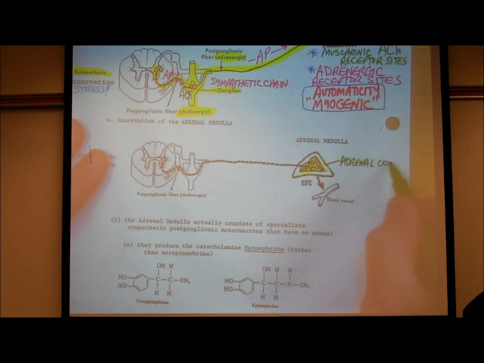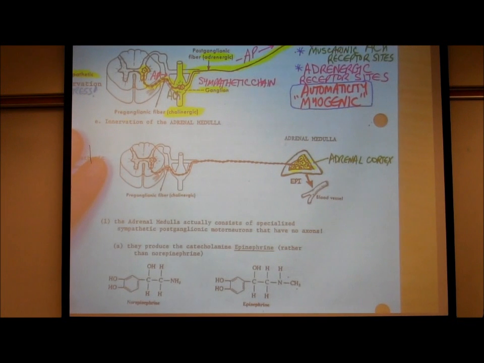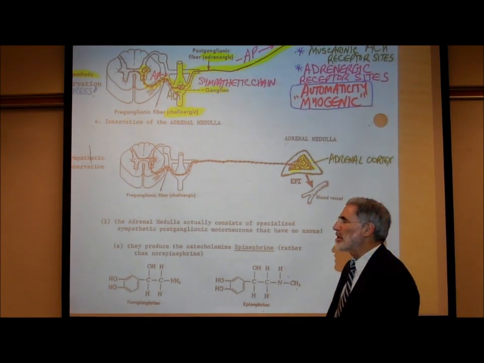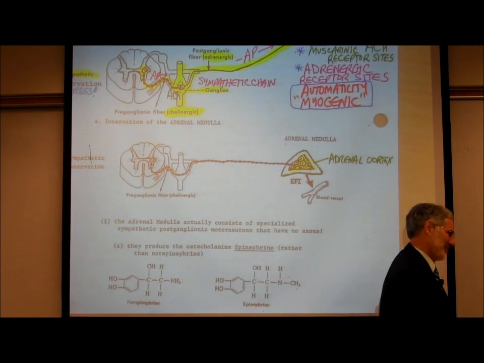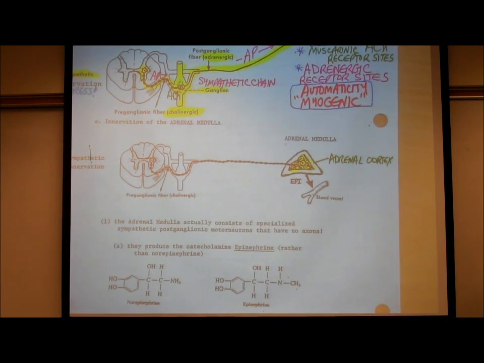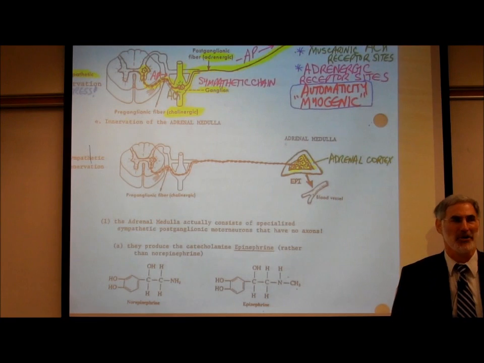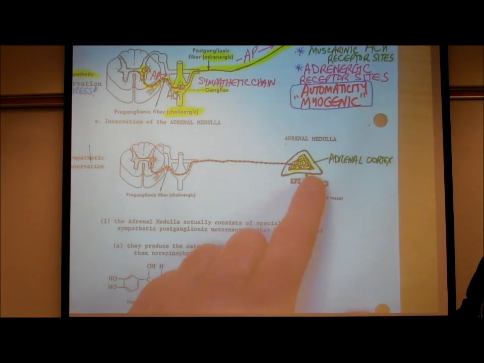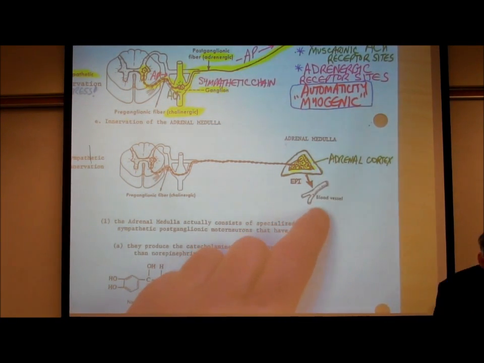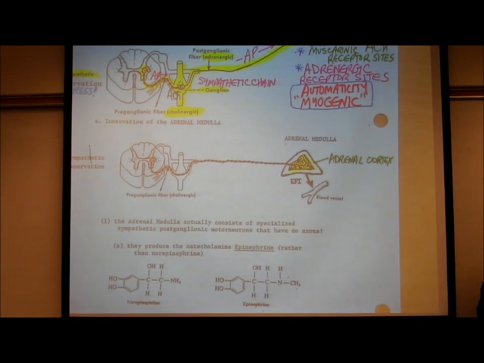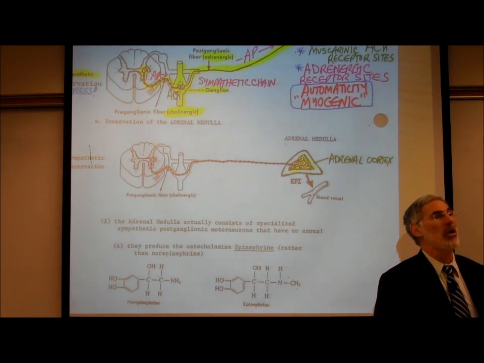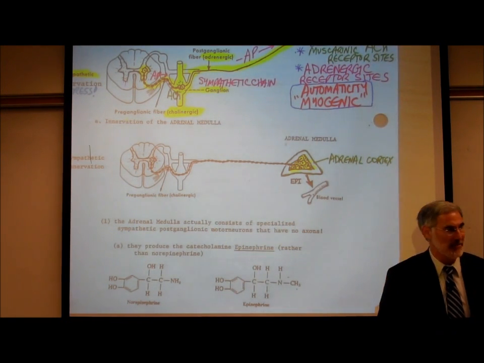The word cortex means what? What does cortex mean? It means the outer part. What do we call the outermost part of your brain? The cerebral cortex. Cortex means outer part. What do we call the outer part of the adrenal gland? The adrenal cortex. Now, the adrenal cortex is an endocrine gland. It secretes many steroid hormones into the bloodstream.